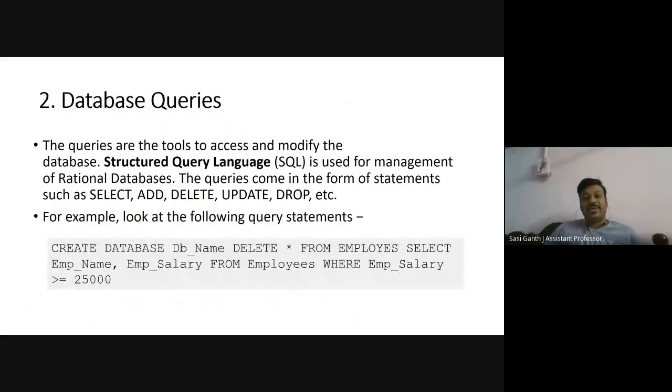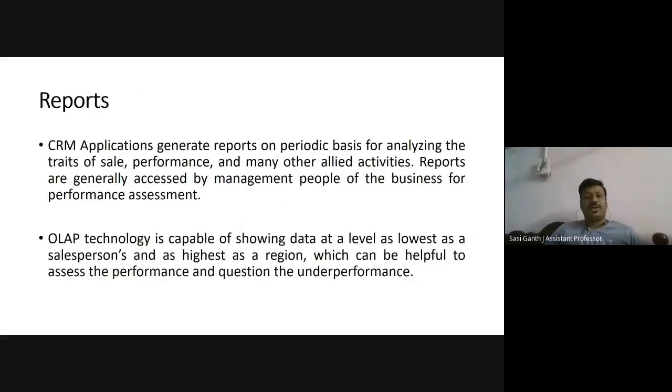Structured query language, SQL. This is how your SQL will be there in the system. You need to maintain your database in this format, and we have better formats than this SQL database. Okay. Reports: how you generate all your reports.